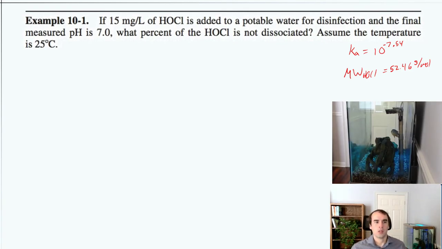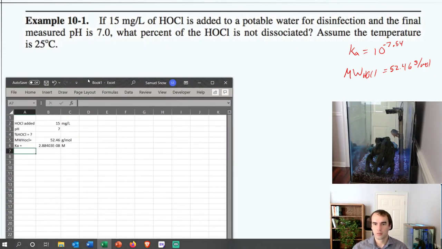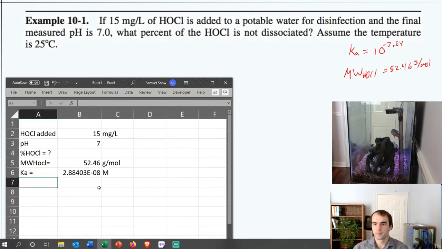Okay, so I've got a few things written down in my spreadsheet here. Just real quickly, the HOCl we know that was added was 15 milligrams per liter. We know the pH is 7. Our question really is what percent of HOCl is left as HOCl, so is not dissociated. And we have the molecular weight and the Ka that I gave, and I just solved 10 to the negative 7.5 for them.